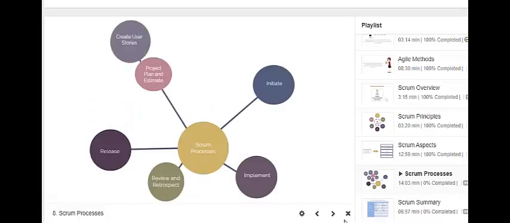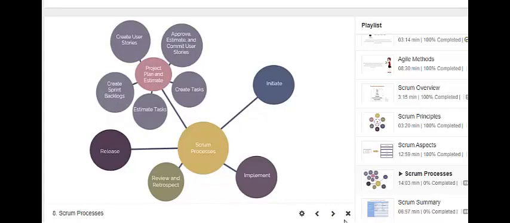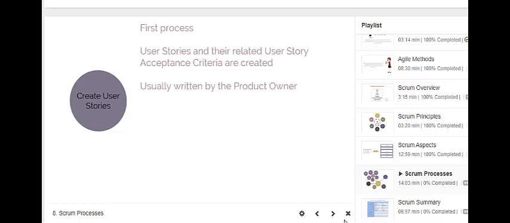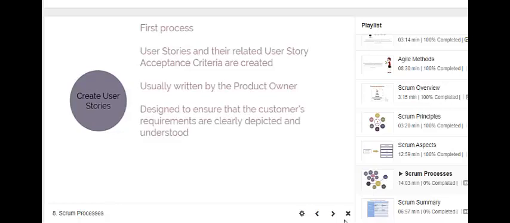The second phase we're going to learn is Plan and Estimate, and these are the processes grouped under this phase. First is Create User Stories. We can see that in this process, user stories and their related user story acceptance criteria are created. User stories are usually written by the product owner and are designed to ensure that the customer's requirements are clearly depicted and can be fully understood by all the stakeholders.